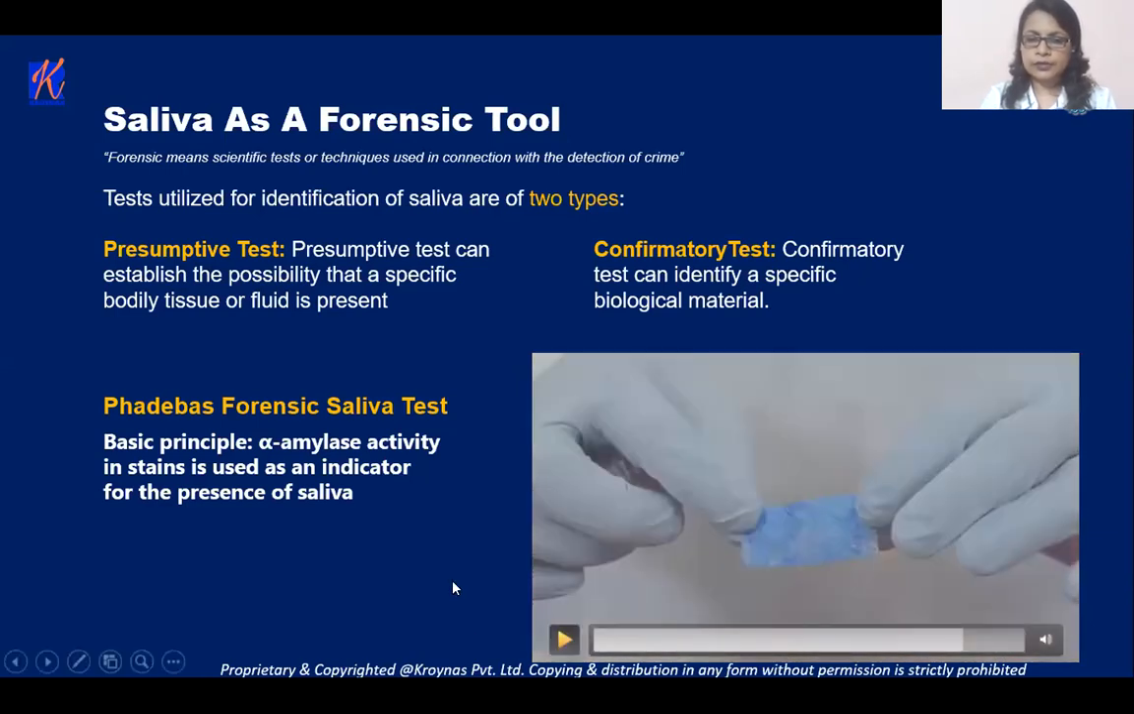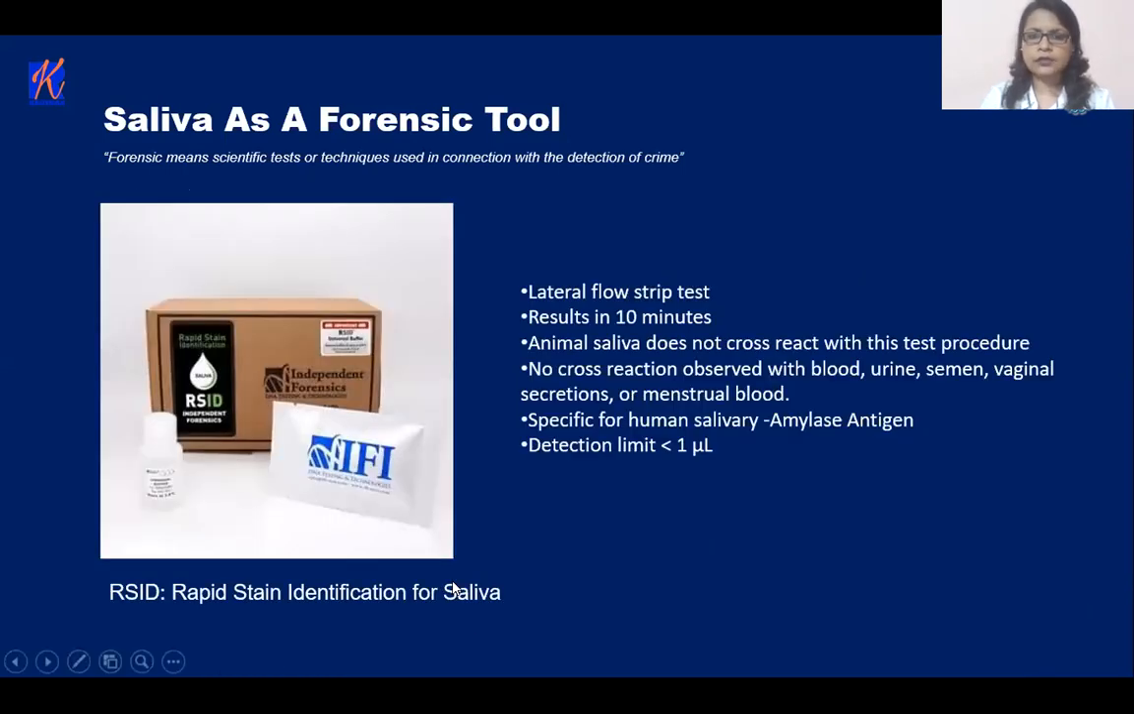So, okay, that was Fadiba's test, and I thought this will be something useful. There is something called rapid stain identification for saliva. The principle is the same, that is again alpha amylase, but this is a strip test, just like you know about the pregnancy test. So it's just a strip test, and you can get the results in 10 minutes.